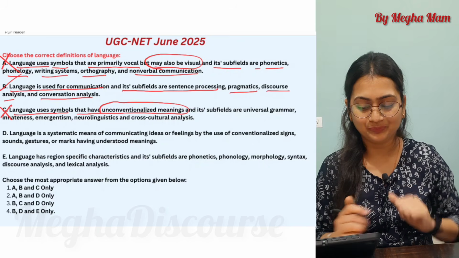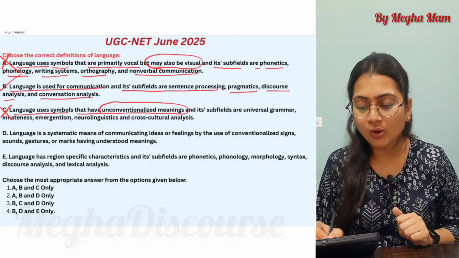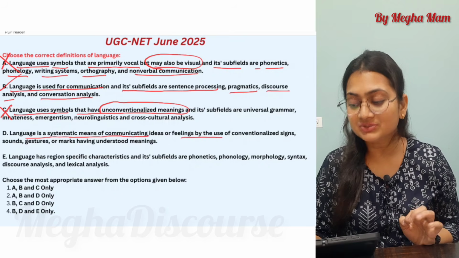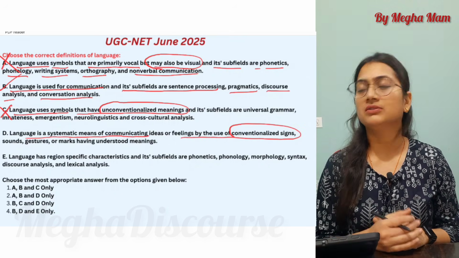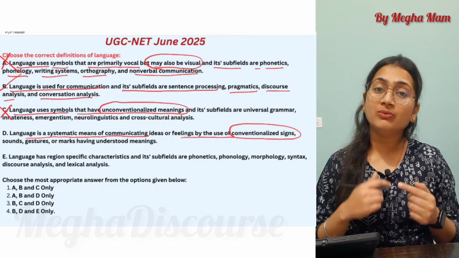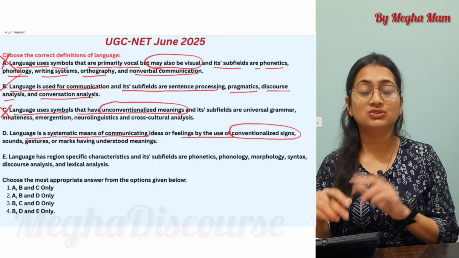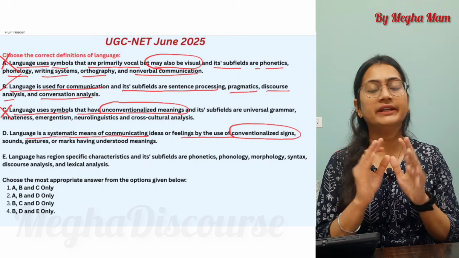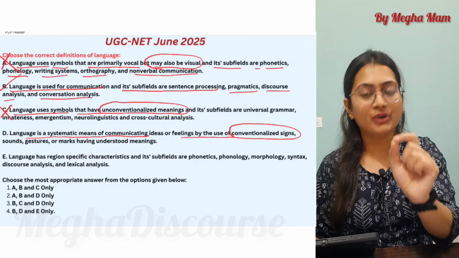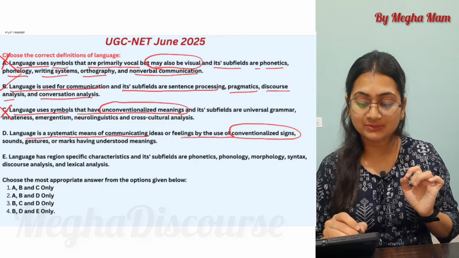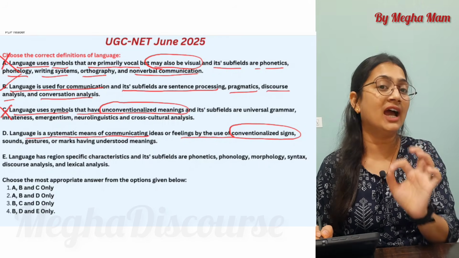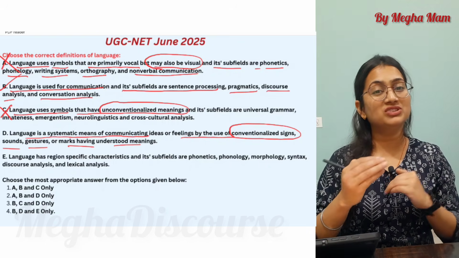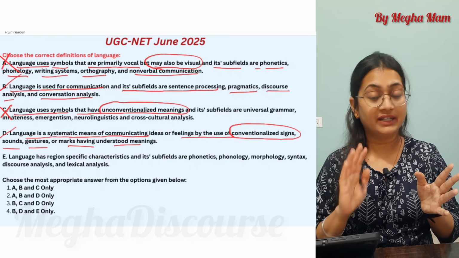Now, what about D? Language is a systematic means of communicating ideas or feelings by use of conventionalized signs. What would the student think in the paper? One we have unconventional, then we have conventional. So if you know the difference between conventional and unconventional, then you can take the right one. So it is conventionalized signs, because sound, gesture, and mass all have meaning in the language system. So D is correct, and C and D are opposite. If C is here, then D can't be there.